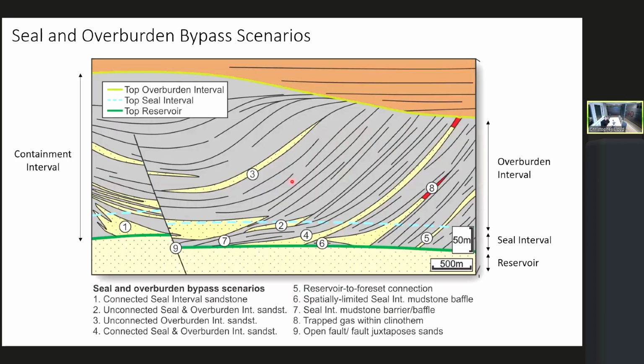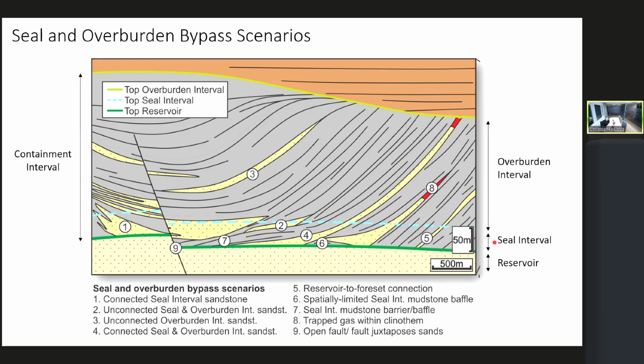So I just wanted to start by looking at the typical scenarios we are looking for when we talk about seal and overburden bypass. We are focusing on the sandstones, in particular where they are and how they are connected to both the reservoir and to each other. Because of this, we split the containment interval into the seal interval and the overburden interval.